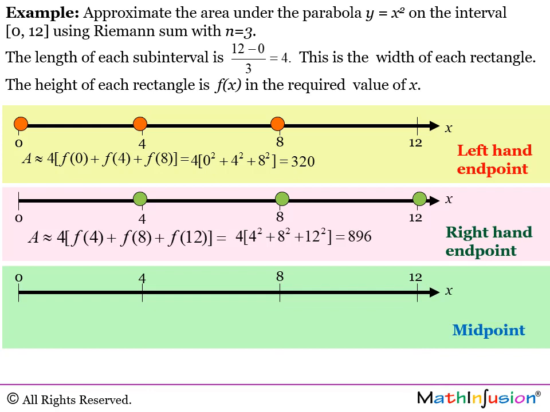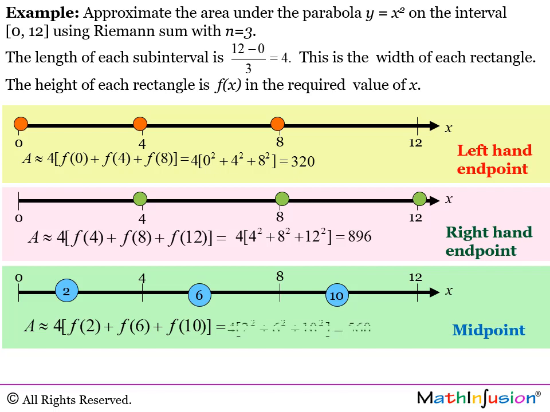Now I'm going to use the midpoint. The midpoint in the first segment is 2, in the second it's 6, and in the third it's 10. So the area can be approximated by 4 times f of 2 plus f of 6 plus f of 10, and when I evaluate the number, I get 560.